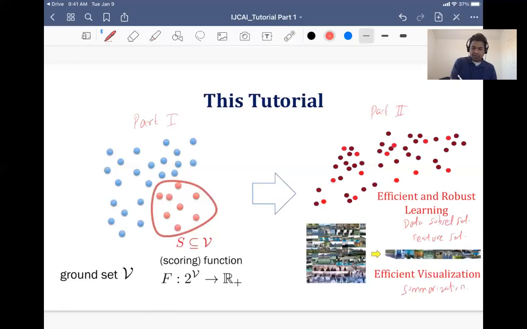And in part one, we'll actually talk about modeling. We'll talk about submodular functions and the modeling aspects and the algorithmic aspects. Okay.